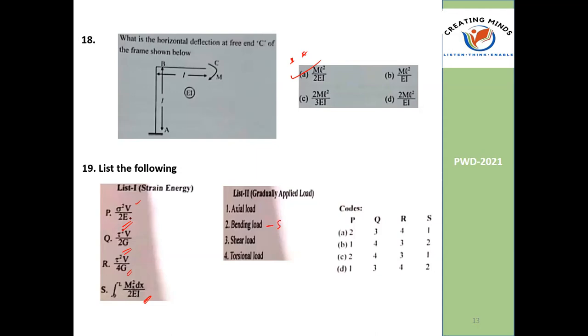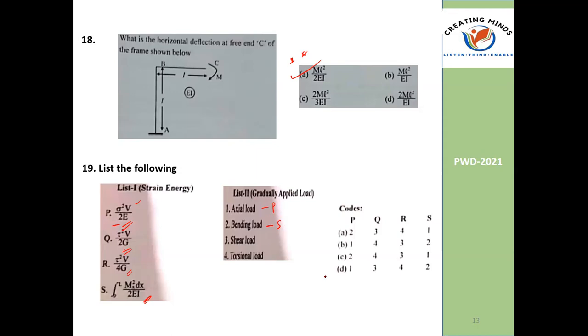Now try to guess other things. Sigma square by 2E is the axial load, into volume. So this is P only. Option D, sir? Torsion. What is tau square V by 2G? Remember, shear load. 2G is for shear or torsion? Shear, sir. Shear load.